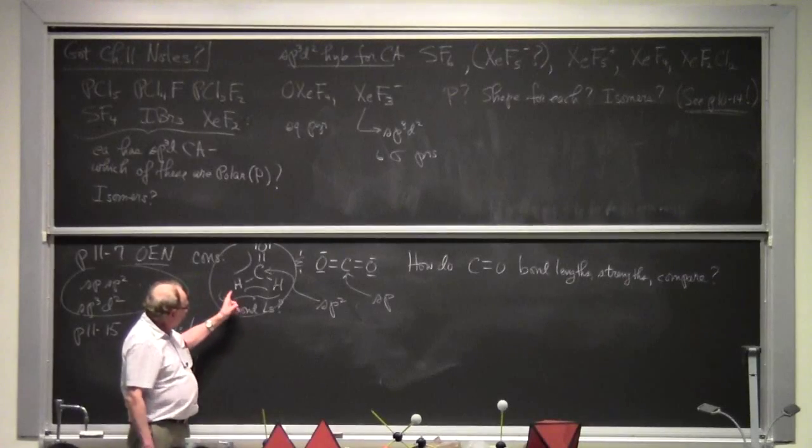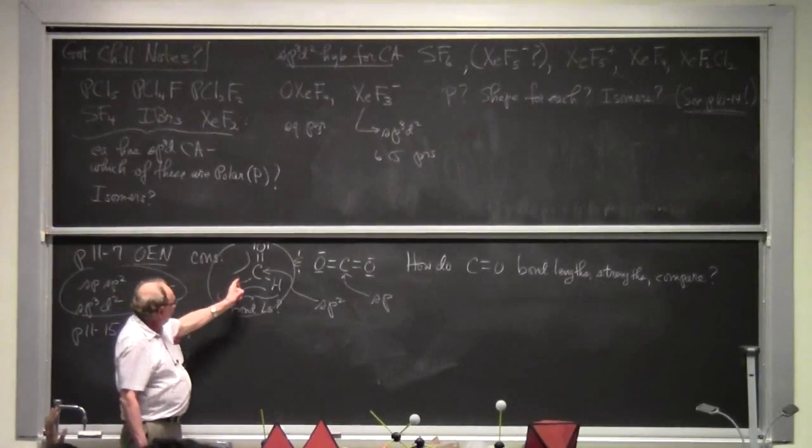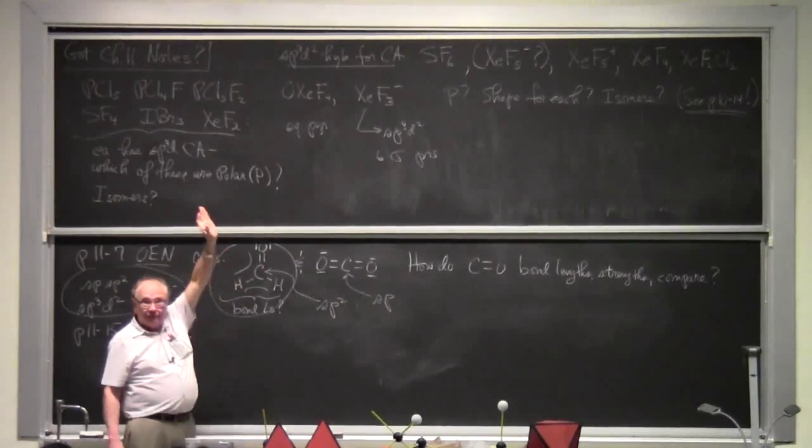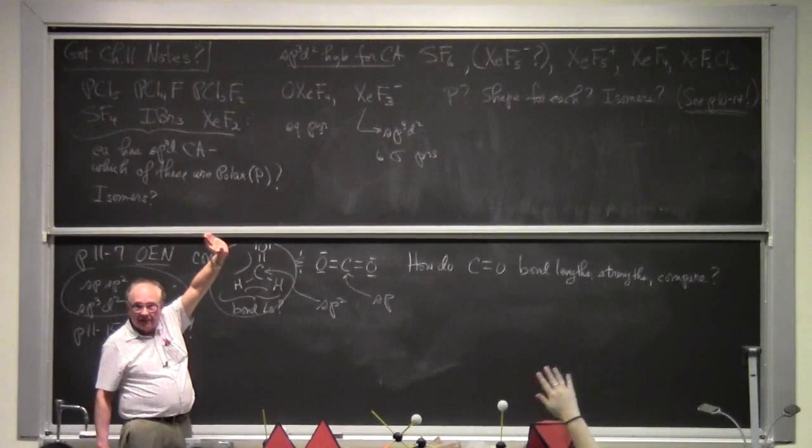Terrible. HCH is the larger angle. How many vote that way? HCO is the larger angle. How many vote that way? It looks like we have about a 50-50 split.